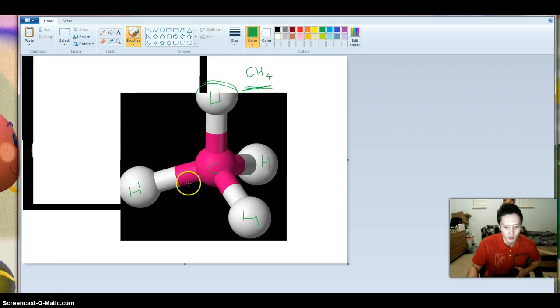Let's indicate the dipoles. Between hydrogen and carbon, carbon has a higher electronegativity, so we have a dipole moment going this way for this bond over here. For the carbon atom here and this hydrogen atom over here, same thing. It's going towards the carbon. We know that each of these bond angles are 109.5 degrees for a tetrahedral shape, and it's like that for every single bond.